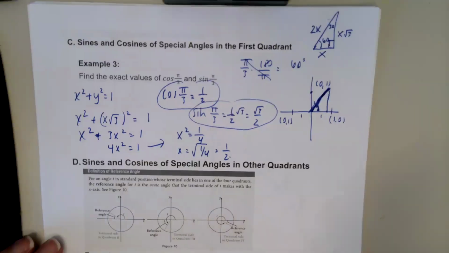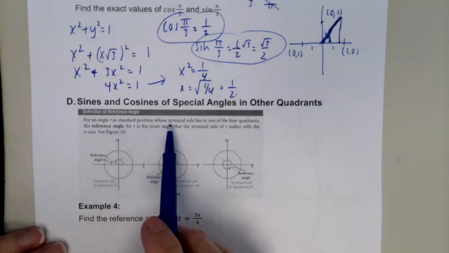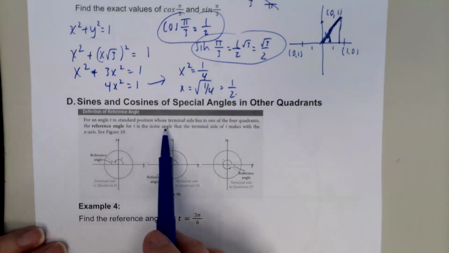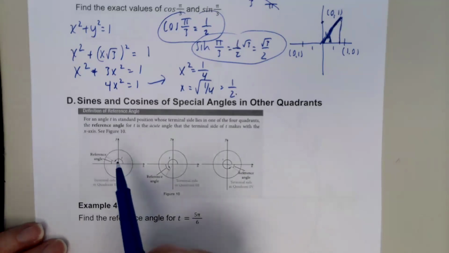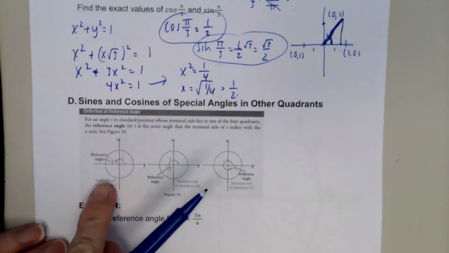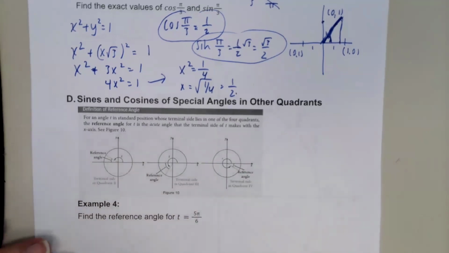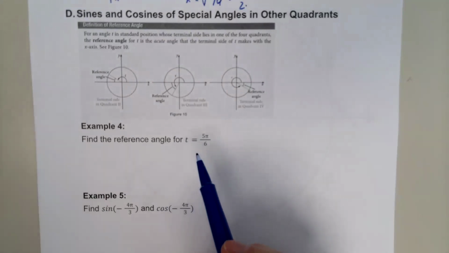Okay. Sines and cosines of special angles and other quadrants. So it says for an angle T in standard position whose terminal side lies in one of the 4 quadrants, the reference angle for T is the acute angle that the terminal side of T makes with the x-axis. So like I said, it's always going down to the x-axis, or up to the x-axis if it's in the 3rd and the 4th quadrant. So let's practice finding a reference angle. It says find the reference angle for T equals 5 pi over 6.